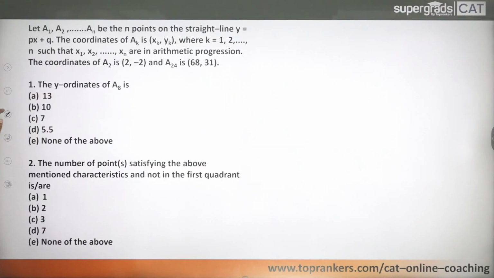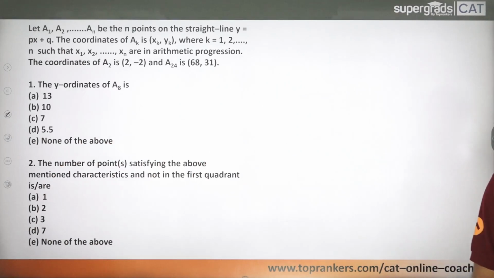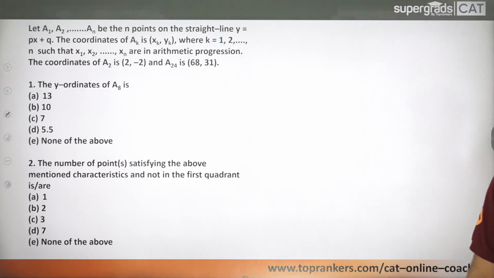Next question is another very good question. It says let A1, A2, up to A24 be points on the straight line y is equal to px plus q. So these are the different points which are on a line. The coordinates of Ak is xk, yk, where k is equal to 1, 2, up to 24, such that x1, x2 up to x24 are in arithmetic progression. The coordinates of A2 is 2, minus 2, and A24 is 68, 31.